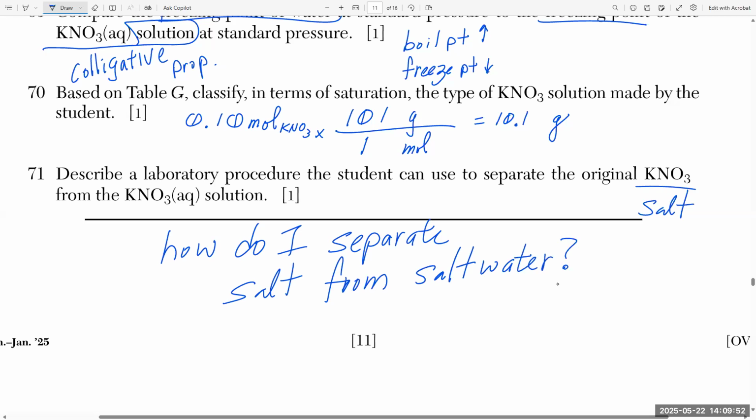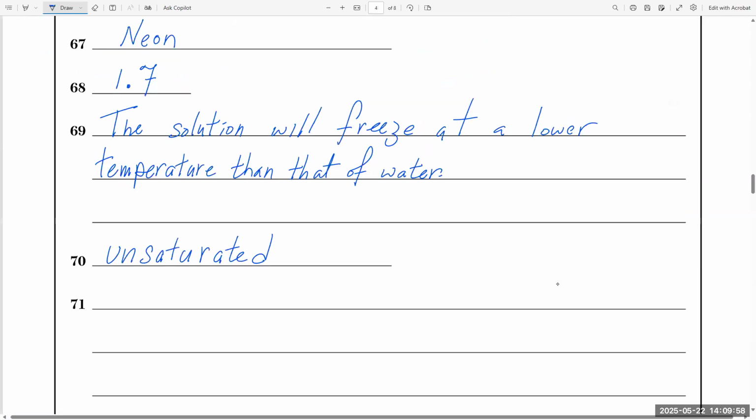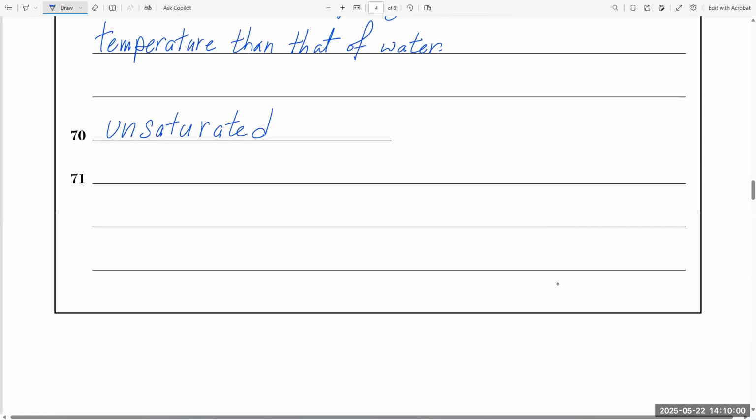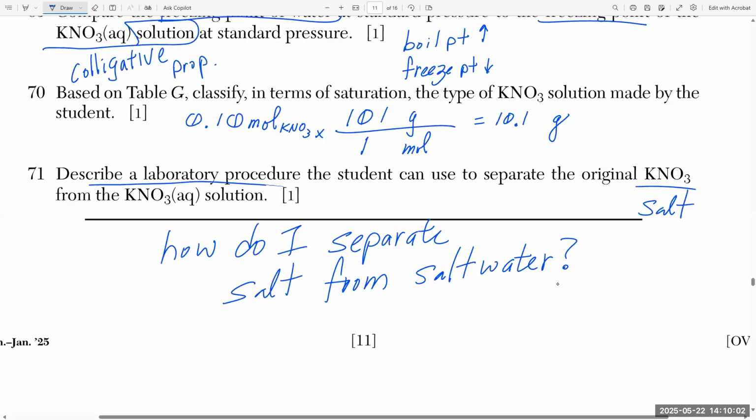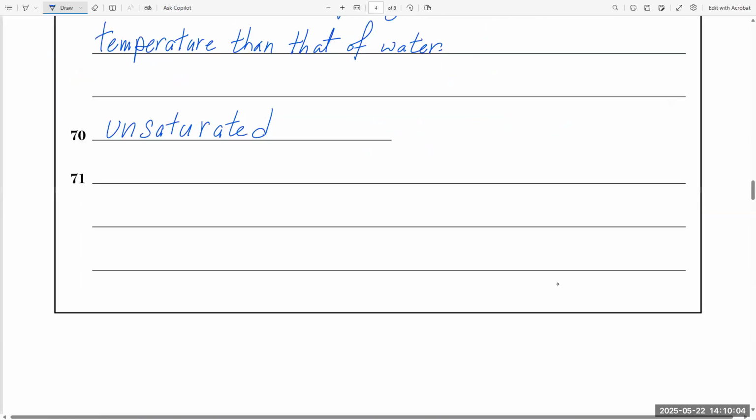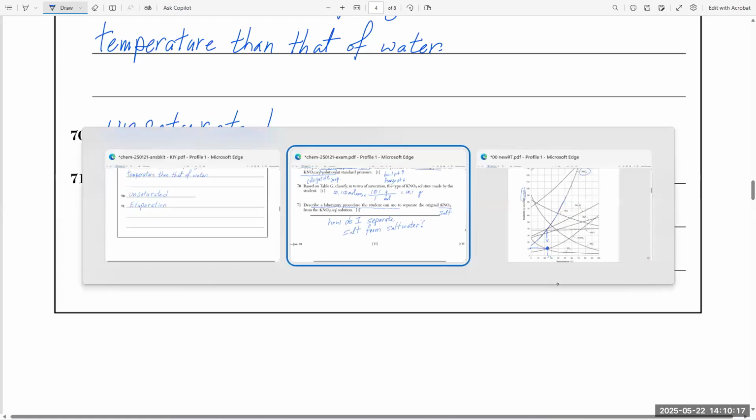I'm sure you spoke about this in elementary school. What do you do? You evaporate it, right? So that's it. It's that easy. Does it tell you how to describe a laboratory procedure the student can use? Well, you can just write evaporation, right? They said describe it. I think that's more than enough, right? I would give you that point.